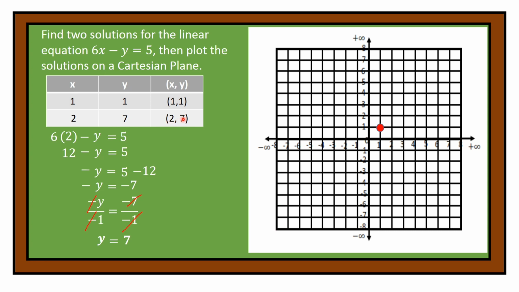So let us plot this ordered pair in a Cartesian plane. So 2, positive 7. So 2 from the point of origin going to the right, and then 7 from the point of origin upward. So therefore, our point is this one. So this is 2, positive 7.